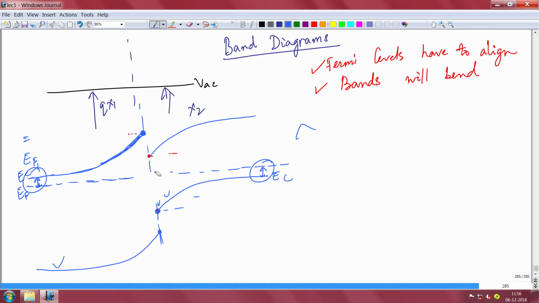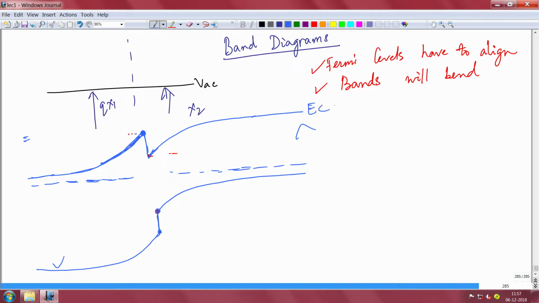And what will happen now is that you will have to join these 2 points like that, and then you have to join these 2 points like that. So your band diagram essentially looks like that. You have this Fermi level, and you have this band bending, this is EC, this is EV, this is your common Fermi level everywhere now.